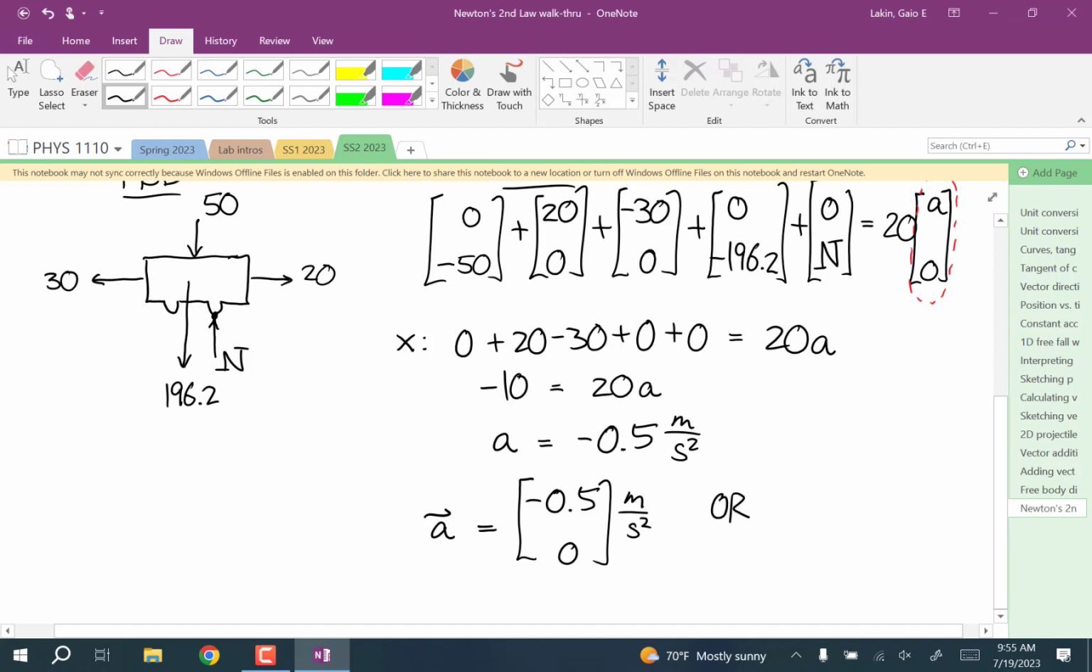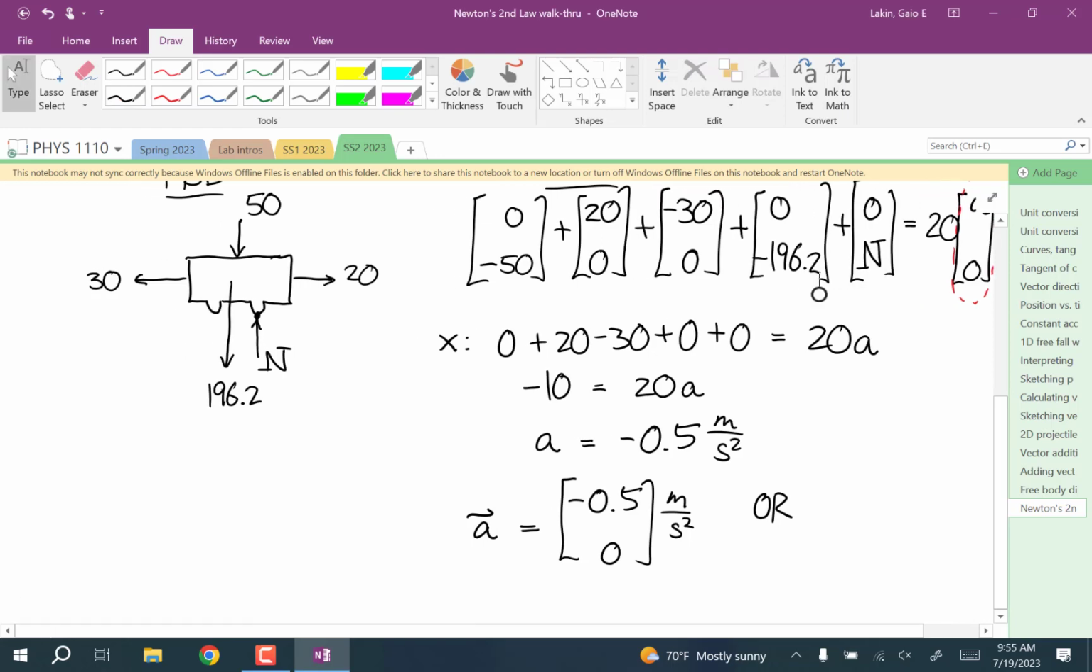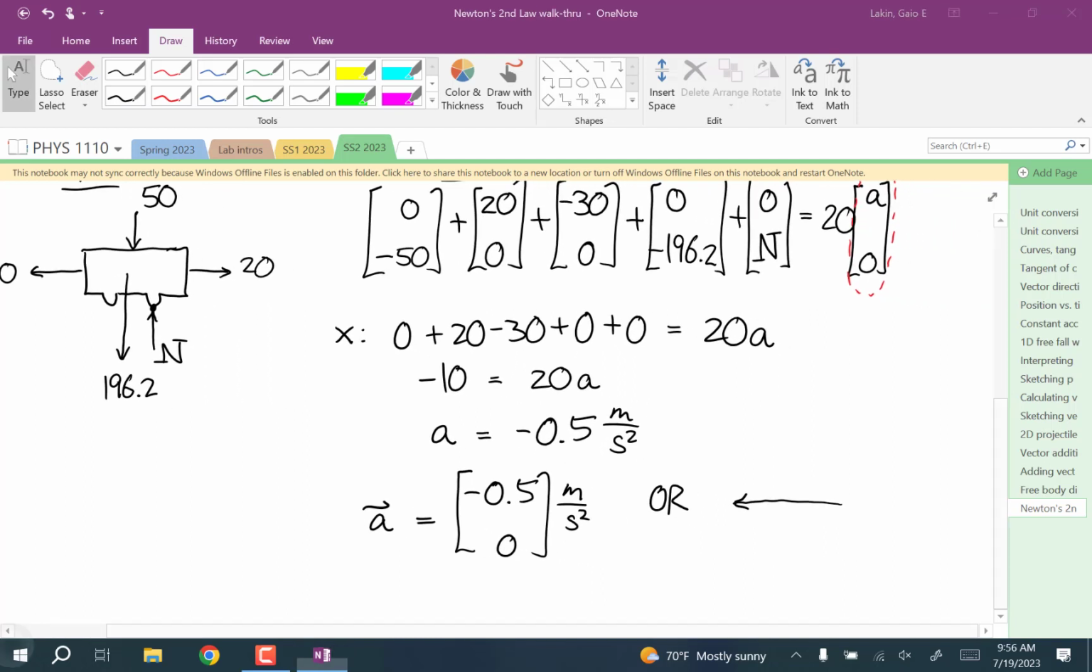Or another way you could represent it is, since that's in the negative x direction, that's a vector in the negative x direction with a magnitude of 0.5 meters per second squared. And either one of those two is a fine way to represent the acceleration vector.